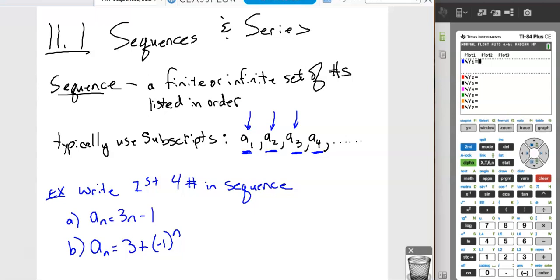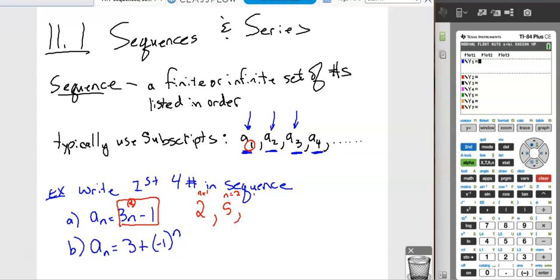So if I say write the first 4 numbers in this sequence, and again, I'm giving you a little pattern here. So if n is 1, that's really what that means, 3 times 1, so I'm literally putting a 1 right there. So 3 times 1 is 3, 3 minus 1 is 2. So the first number in the sequence is 2, and that's if n is 1. If n is 2, you substitute 2 into this n, and 2 times 3 is 6, 6 minus 1 is 5.